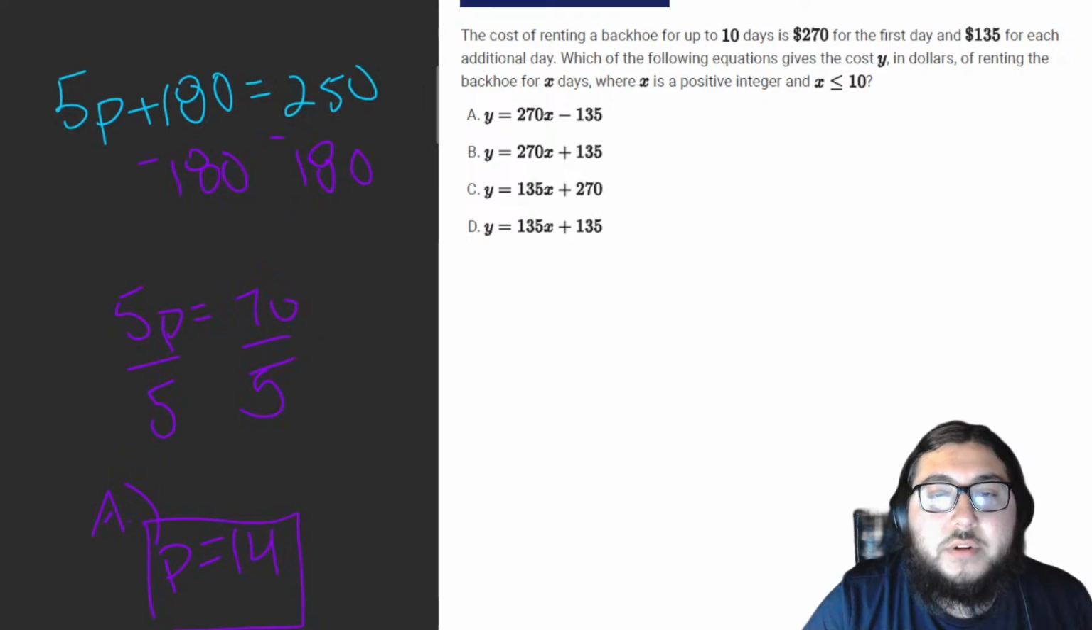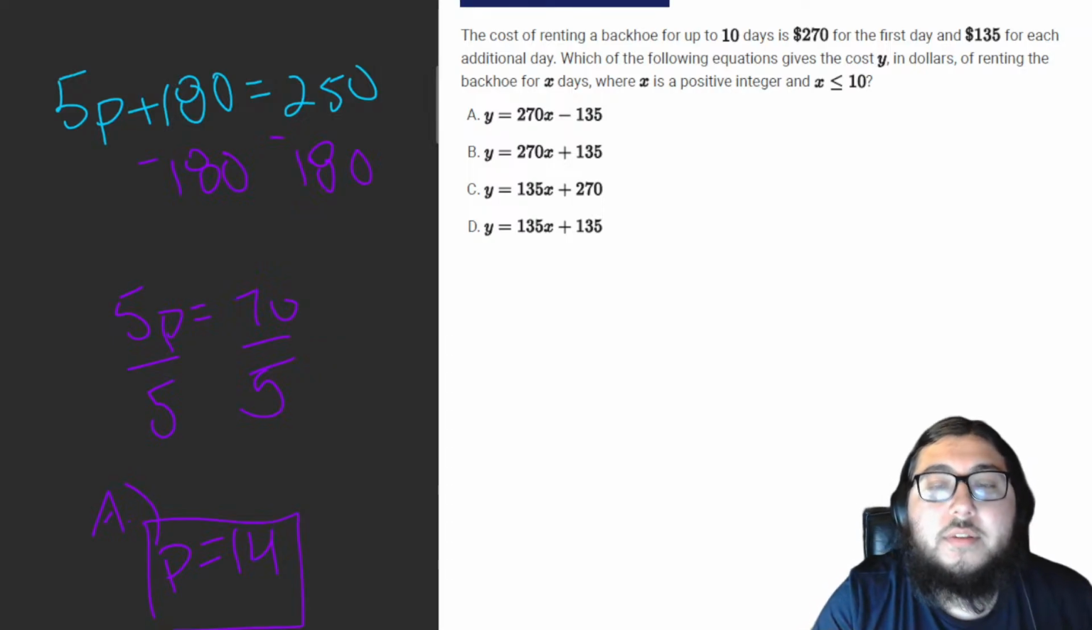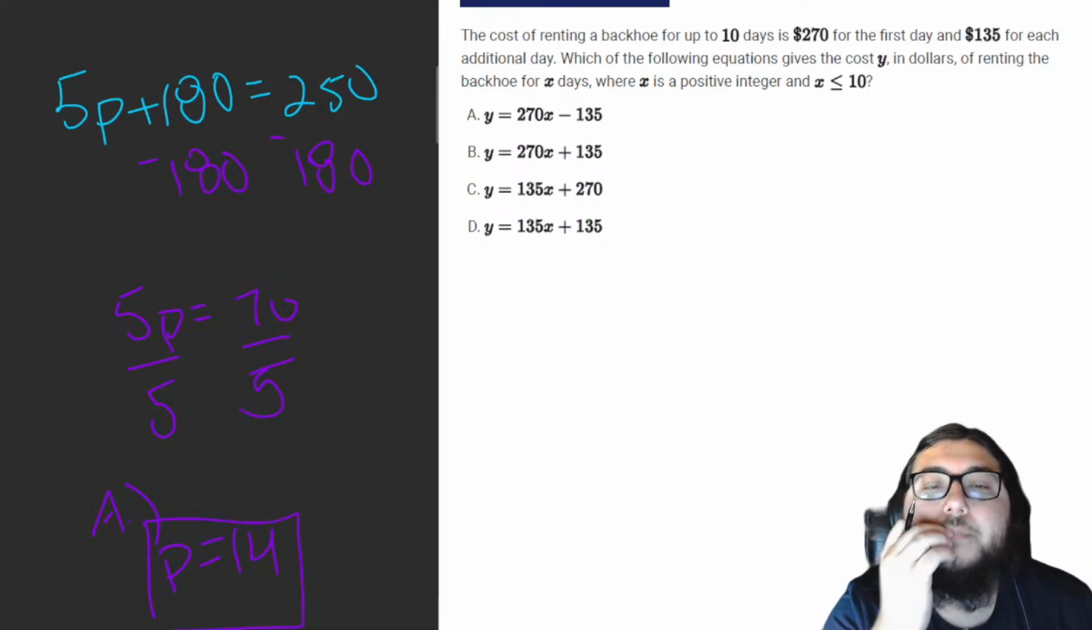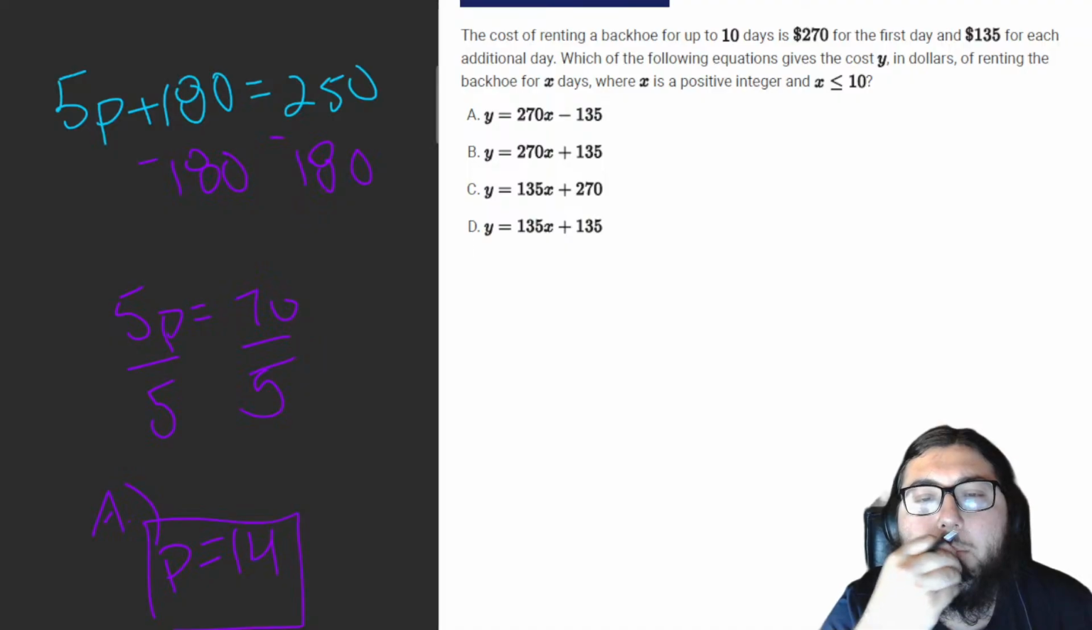Alright, the cost of renting a backhoe for up to 10 days is $270 for the first day and $135 for each additional day. Which of the following equations gives the cost y in dollars of renting the backhoe for x days, where x is a positive integer and x is less than or equal to 10? This one's interesting.